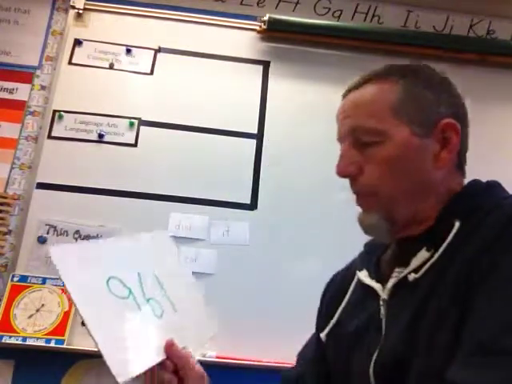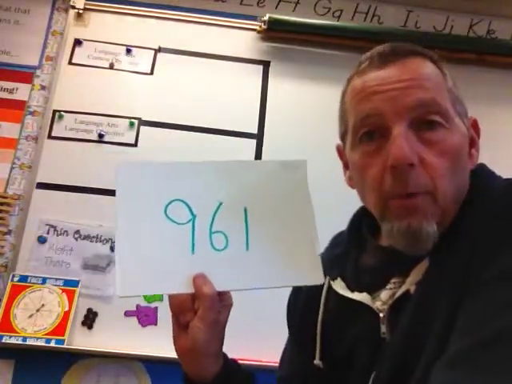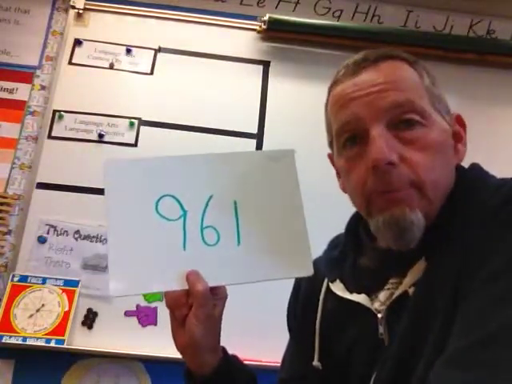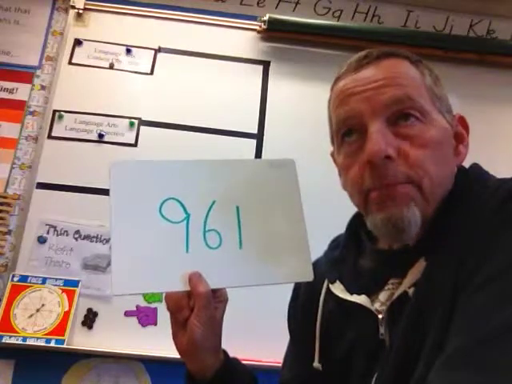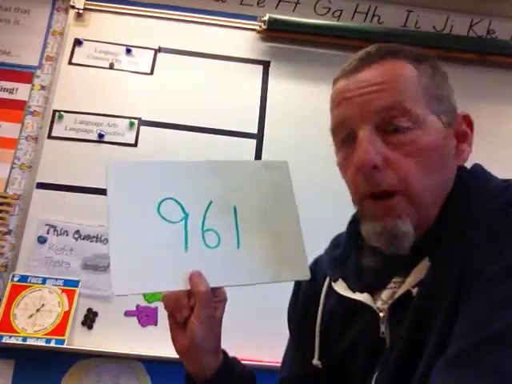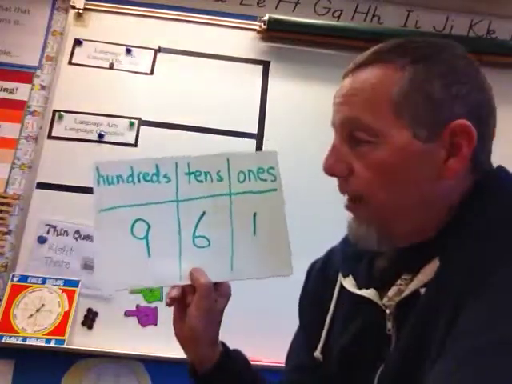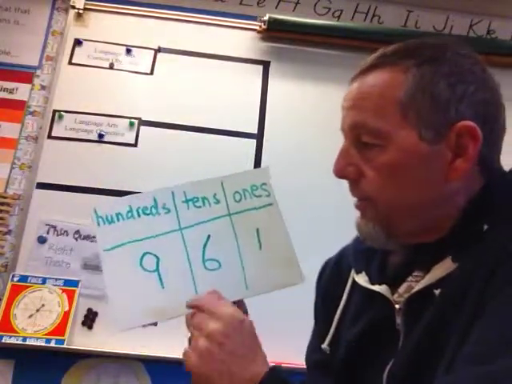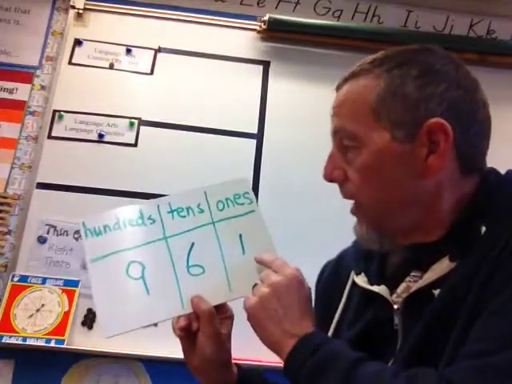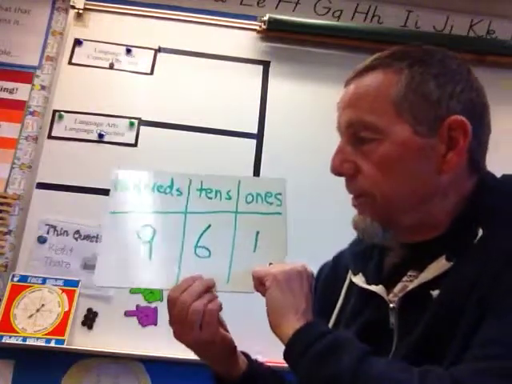Let me give you an example. Here's a number. What number is this, kids? Can you say that number? Right, 961. Well, if we write it like this, with our place value, we have a 9 in the hundreds, a 6 in the tens, and a 1 in the ones place.